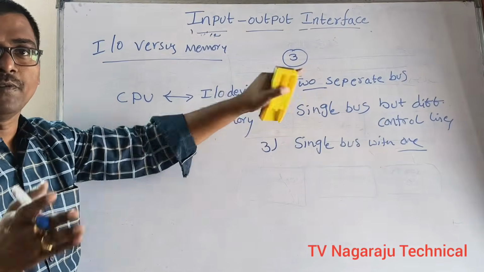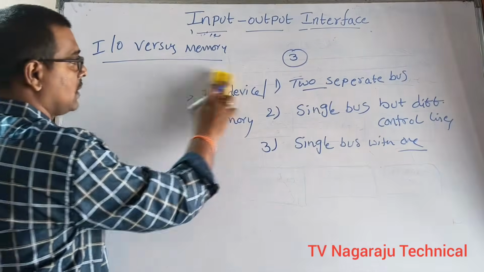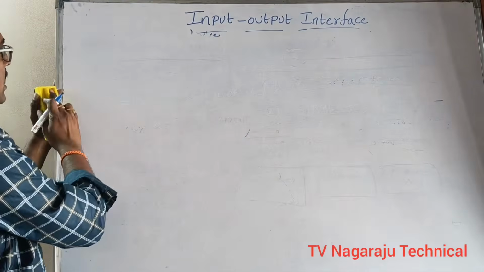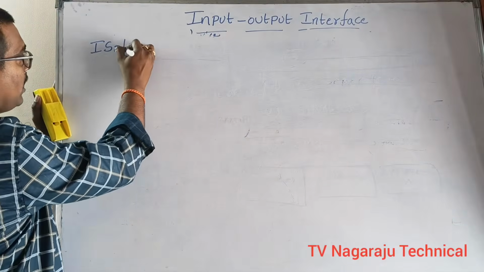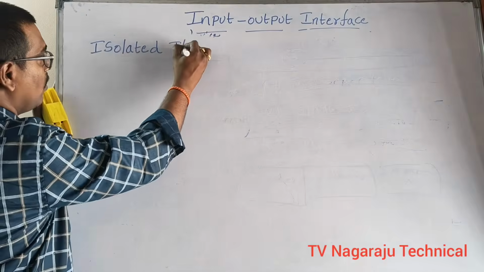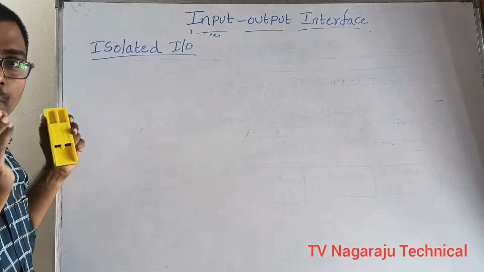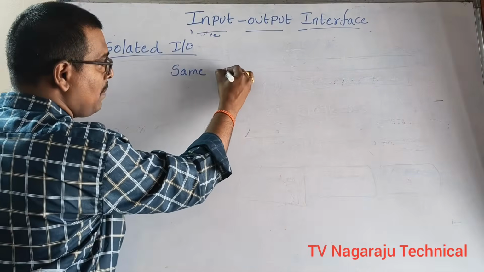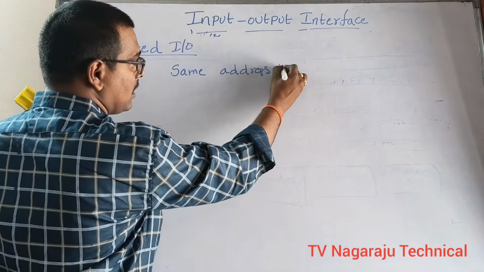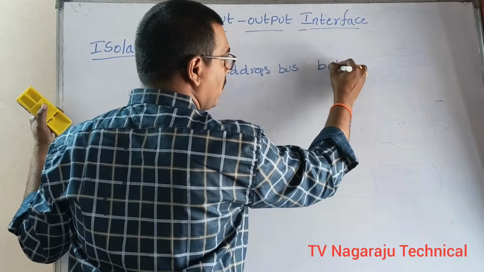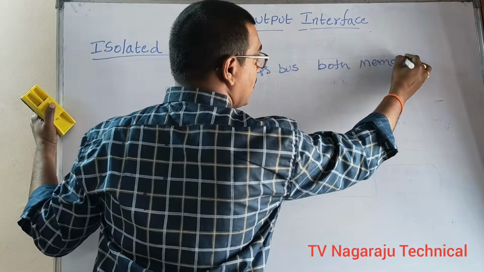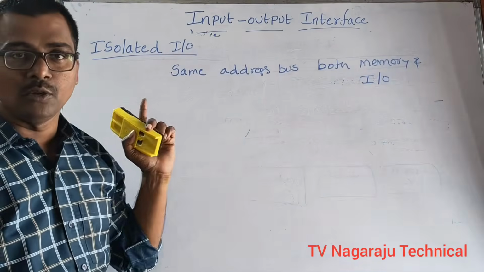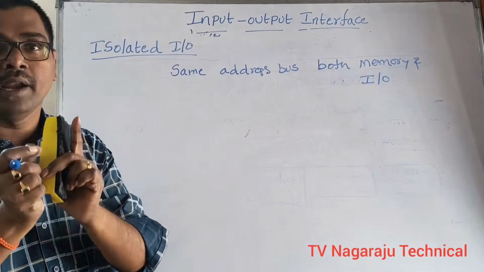If you are using two separate buses, there is no problem and no special concept. Now, these are termed as isolated IO, and the second one is memory mapped IO. Simple thing: we are using the same address bus for both memory and IO. Remember the point: only one address bus is used for both memory and IO.